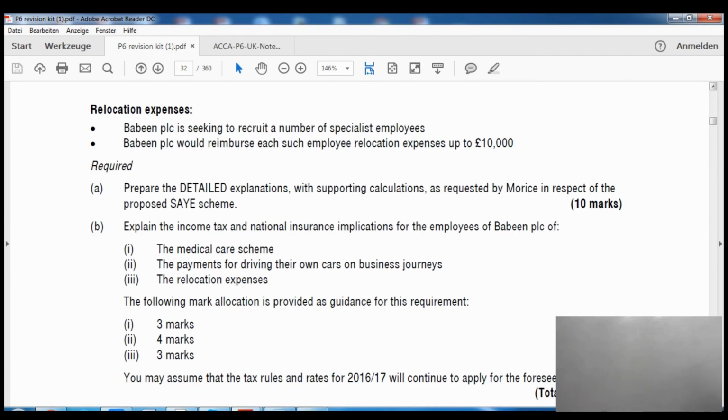Now in requirement A, which is worth 10 marks, it says: prepare the detailed explanation with the supporting calculations as requested by Morris in respect of the proposed SAE scheme. Now we have already studied this scheme, which is the Save As You Earn scheme. You know about it, don't you? So while doing this question, please make sure you read the SAE scheme first, and then do this question, and then you will do it better and you will understand the topic better as well.